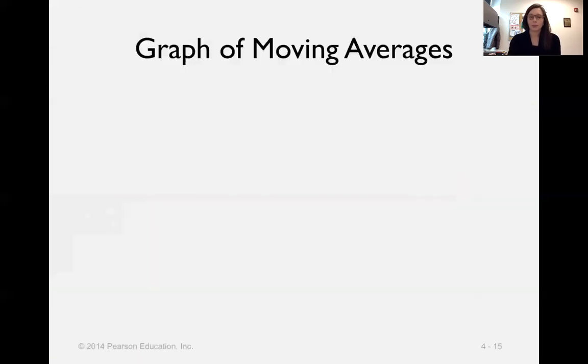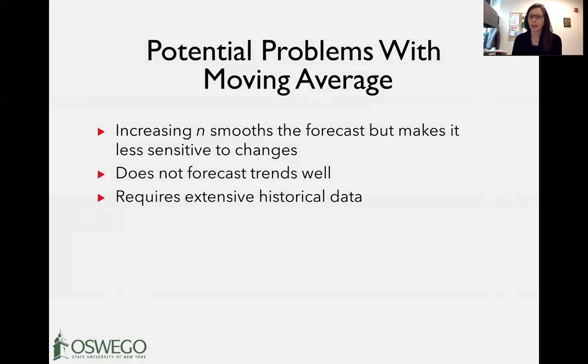So one of the problems with the moving average is that as your N increases, if you want to throw a wider net in terms of bringing in more time periods, it will help smooth your forecast, but it makes it less sensitive to changes. It also can be a little bit cumbersome in terms of a smaller company trying to do this data on a regular basis. If you've got a good Excel chart set up, it might be easy enough to do, but it can be a little bit time consuming and does require that you do keep really good track of all of your historical data.